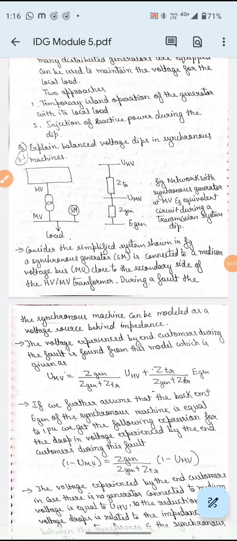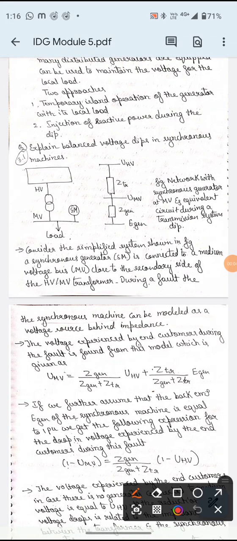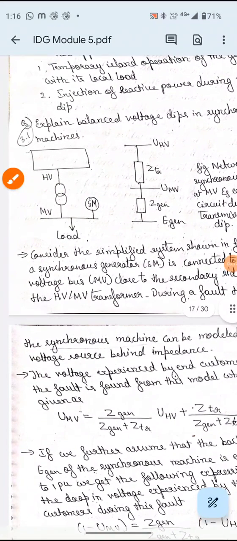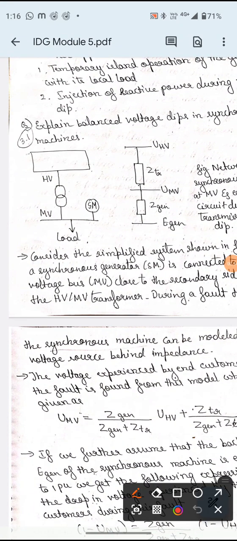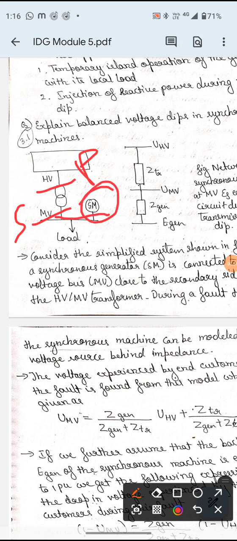Balanced voltage dips in synchronous machines. So here we are considering the simplified system shown in the figure. What is the system here? Just an HV/MV transformer, primary side is HV and secondary side is MV, and for that particular bus a synchronous generator is connected, and a load is connected.